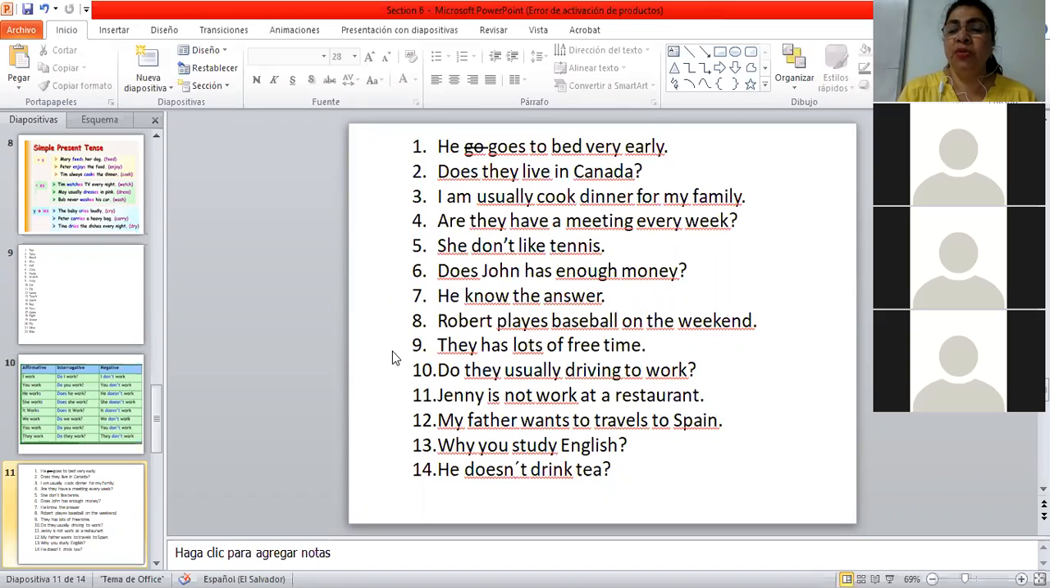The sentences and put them on the chat. Okay, can we do it together? Okay, let's check this together. Right? That number one was the example. Let's see here. Number two.